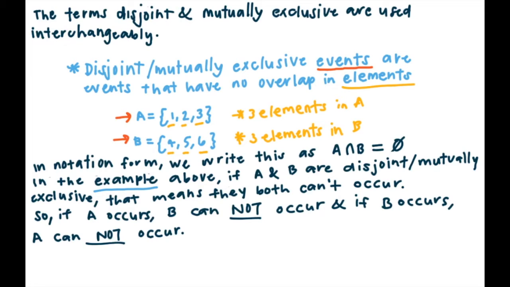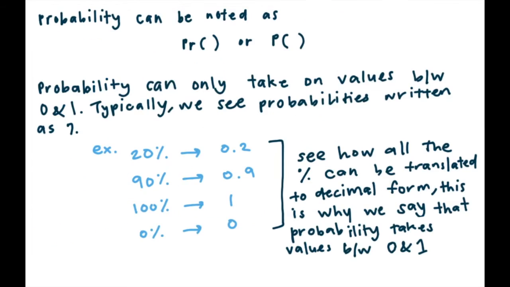In notation form, we write this as A intersection B equals the null symbol, which is 0 with a slash through it. In the example above, if A and B are disjoint/mutually exclusive, that means they both can't occur. So if A occurs, B cannot occur. And if B occurs, A cannot occur.